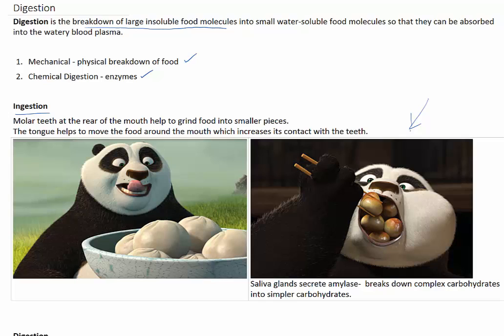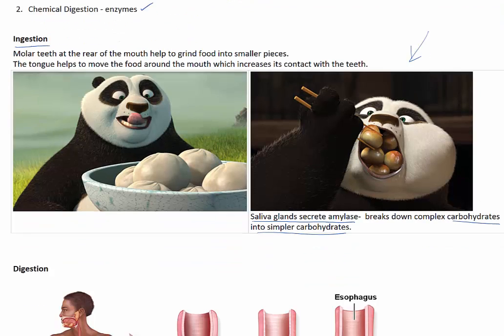There are saliva glands that are situated near the base of the tongue that secrete the enzyme amylase, and amylase chemically breaks down complex carbohydrates such as starch into simpler carbohydrates such as maltose. Chewing food with your teeth increases the surface area of the food, so the amylase can actually make greater contact with the complex carbohydrates and break them down.